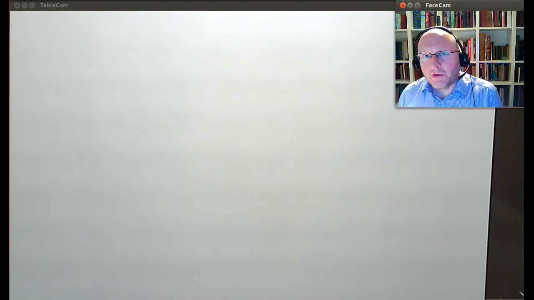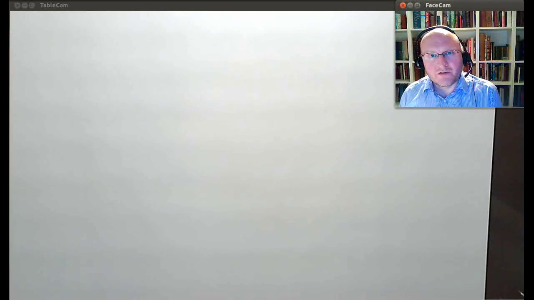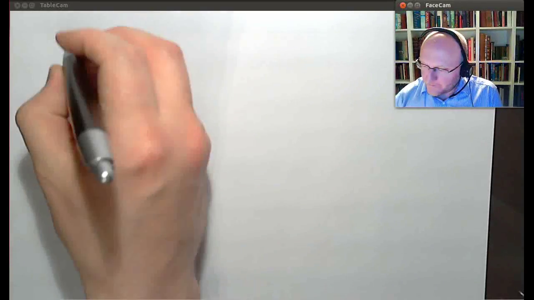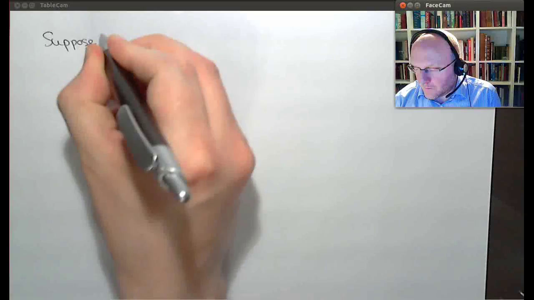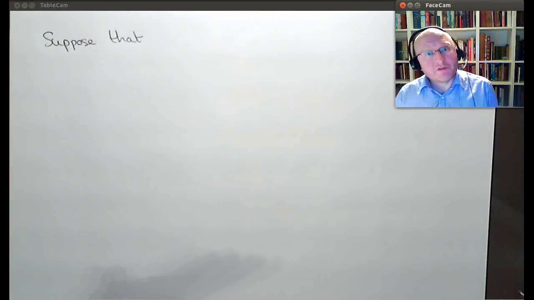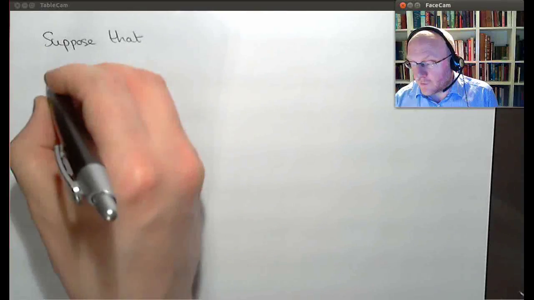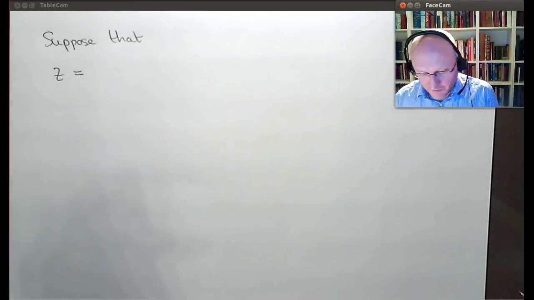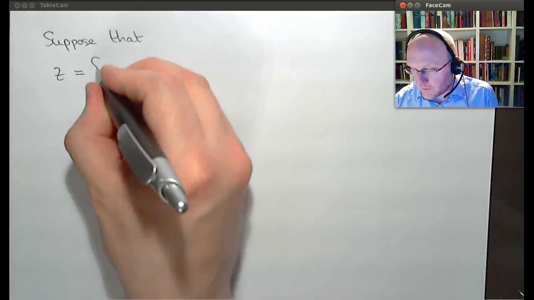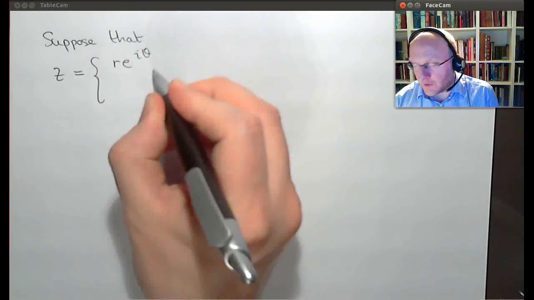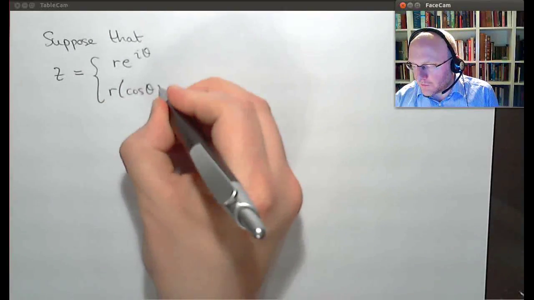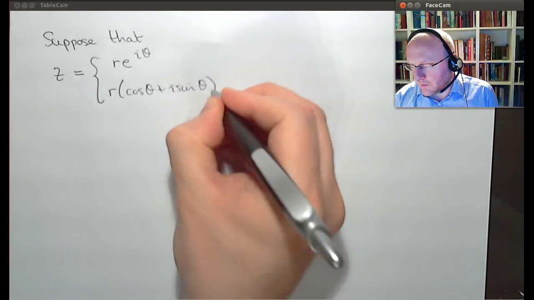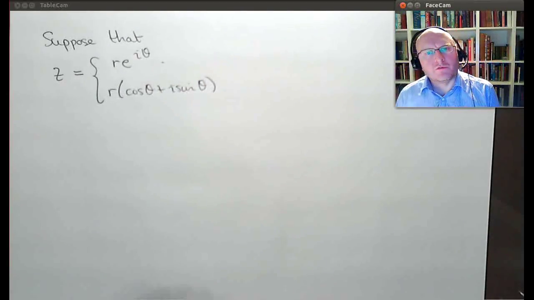So now that we have our basic ingredients, let's put them together and see if we can deduce something cool. So I'm going to start off here by supposing that we've got a general complex number z. So remember that z can be written down in the polar form as re to the i theta, which if we wanted in more detail is r cos theta plus i sine theta. There are two different ways of writing down the exact same number.